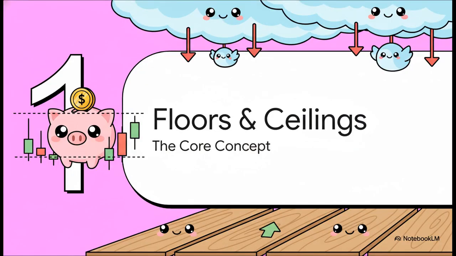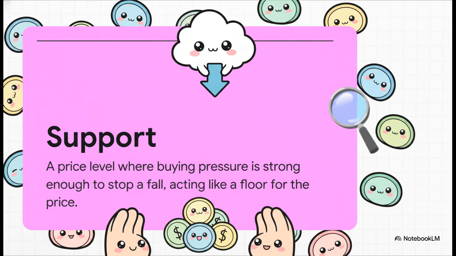Okay, so let's start with the absolute basics. The easiest way to think about these levels is as the floors and ceilings that kind of contain the price action. We're going to break down exactly what they are and, more importantly, why they even form in the first place. So first up, support.